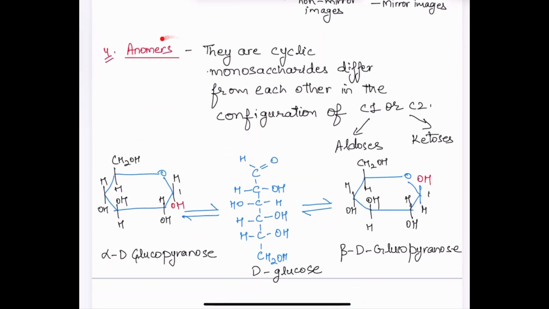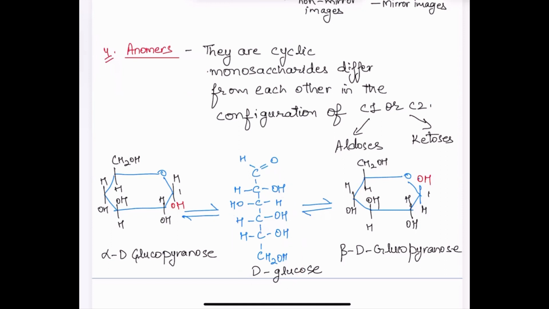Last, we have anomers. Anomers are usually isomers of the cyclic forms. So when we convert the linear form to the cyclic form, during that conversion, cyclic monosaccharides differ from each other in the configuration of carbon number 1 in the case of aldoses and carbon number 2 in the case of ketoses.